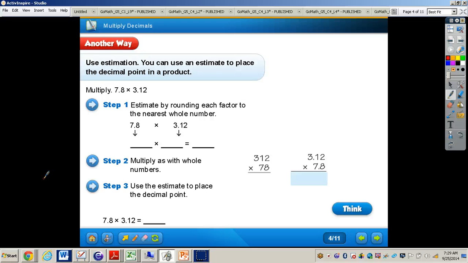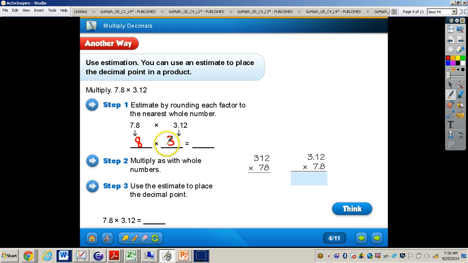Okay, let's take a look at another way that we can work through these problems. We have page 188. It says 7 8/10 times 3 12/100. The first thing that we can do is estimate. We can use an estimate to place the decimal point in a product. So we have 7 8/10, which is 8 rounded to the nearest whole number. 3 12/100 is 3 rounded to the nearest whole number.